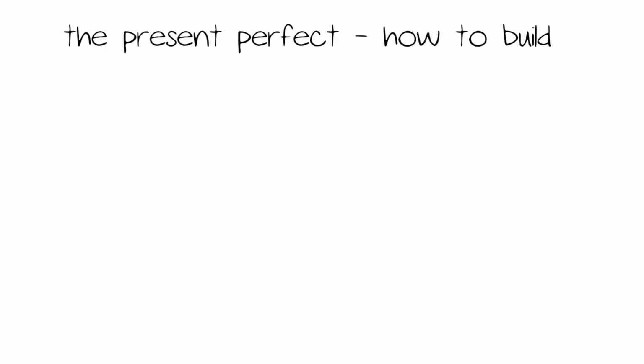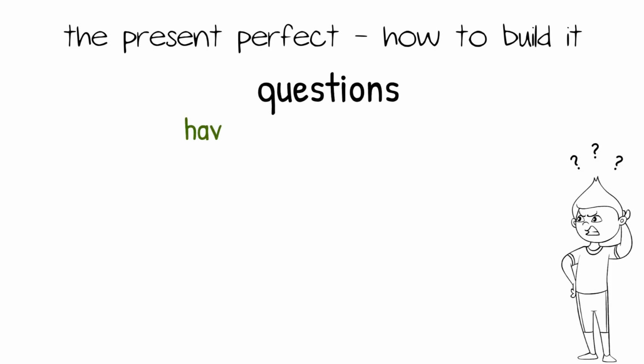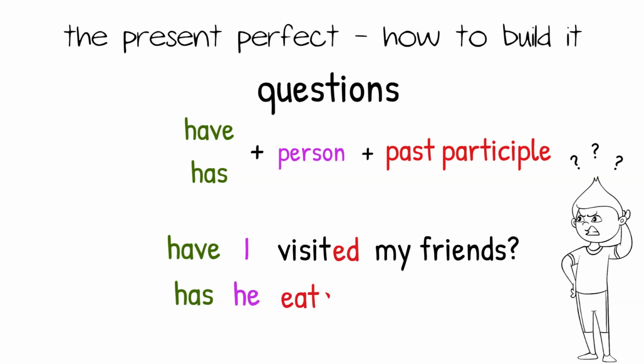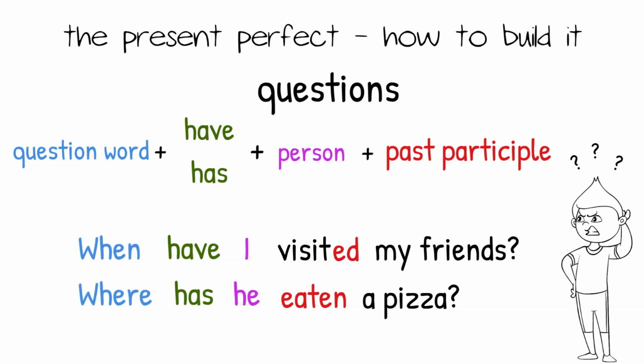So far so good. Let's take a look at questions. For questions, you swap the person and the have or has. Like this, the example sentences as questions would look like this: Have I visited my friends? And has he eaten a pizza? If you need a question word, for example when or where, you put it at the very beginning of the sentence. Where has he eaten a pizza?